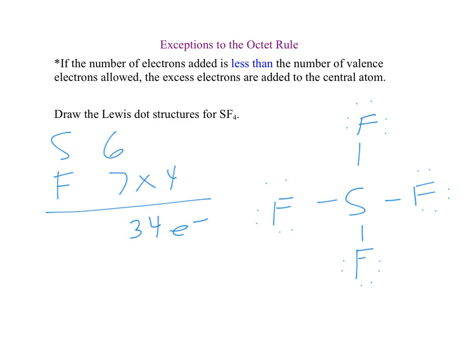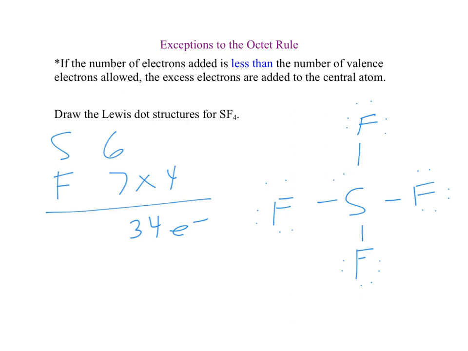So now if you count up all these valence electrons, you'll see you only have 32. This is why it's so important when you're done to double check and make sure you have the right valence electron count in your structure. So it says here that if the number of electrons added is less than the number of valence electrons allowed, the excess electrons are added to the central atom, and we're going to draw them in as a pair.